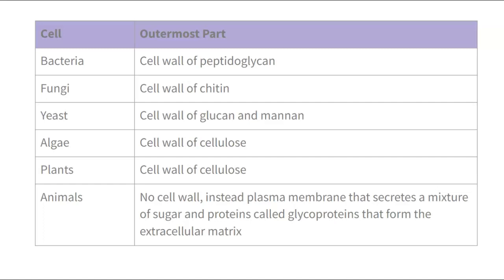Yeast have a cell wall of glucan and mannan. Algae have a cell wall of cellulose, which is the same thing that's found in plant cell wall. And then animals, of course, do not have a cell wall. We just have the plasma membrane as our outermost part. And it does secrete a mixture of sugar and proteins, though, and that's called glycoproteins. And it forms an extracellular matrix around the cell. So that's sort of a little bit of extra protection that animals have since they do not have a cell wall.